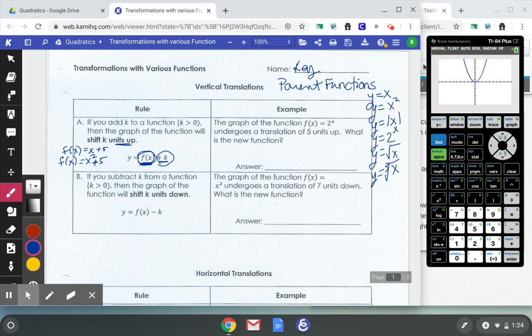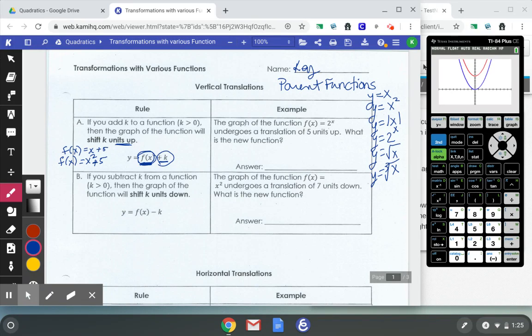So I graph it. The blue is your parent function, the x squared. Let me adjust my window a little bit. I didn't mean 2, I meant 20. You'll see that the blue is the parent function, and in red, it's the exact same curve. It's just shifted up 9 units.